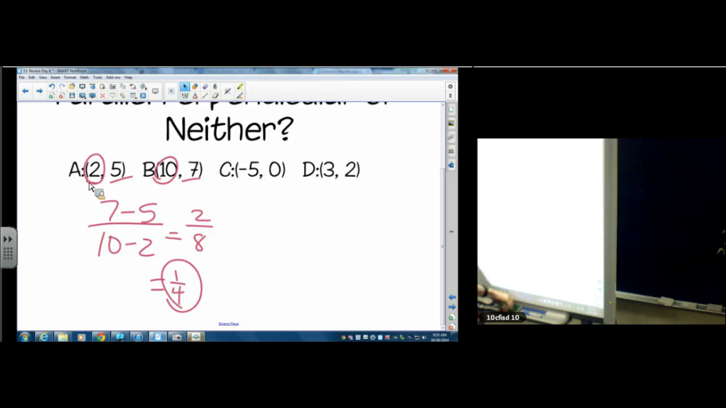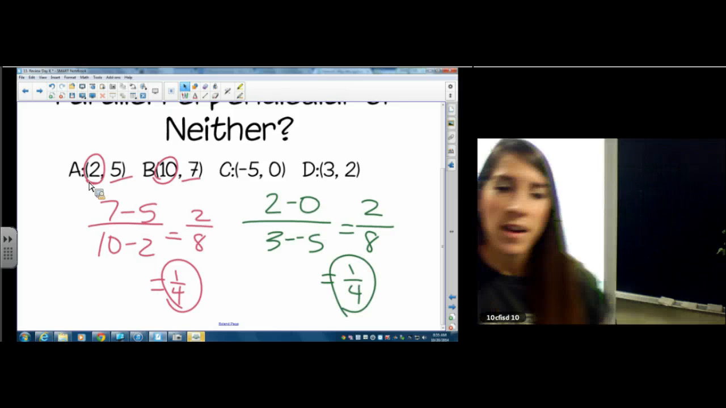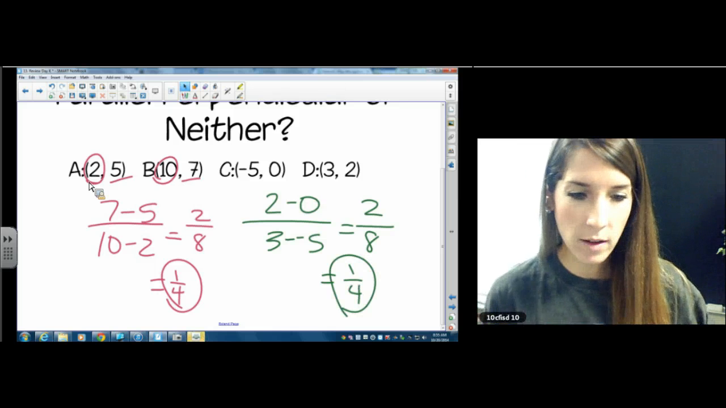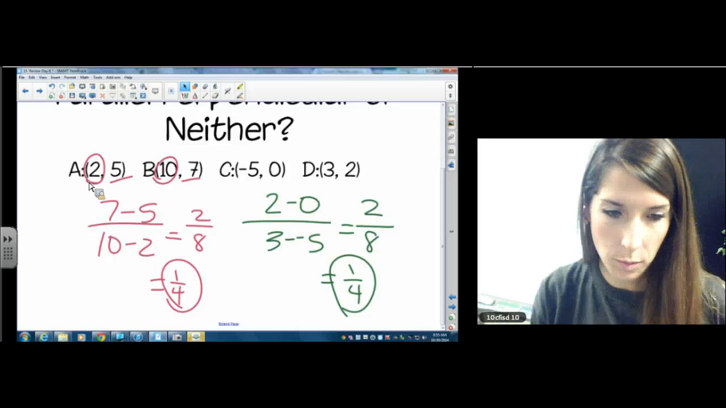So then you go over to the other one and you do y minus y over x minus x, 2 over 8, which is 1/4. 1/4 equals 1/4, therefore those lines are parallel. Those segments are parallel because they have the same slope.